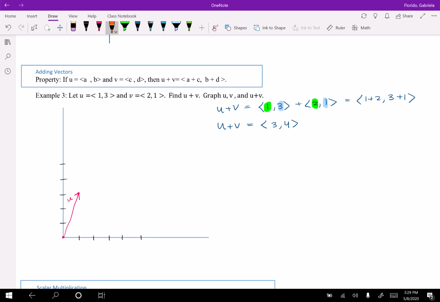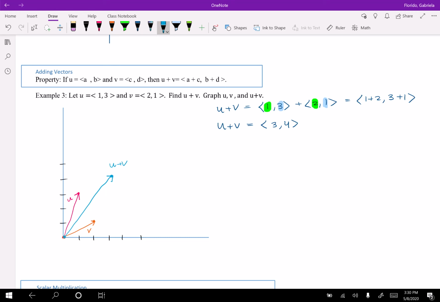Vector v is going to, again, start at the origin and end at (2, 1). So that's my vector v. And vector u plus v, I'm going to do it in a soft blue. So again, we start at the origin, and it's going to be x coordinate 3, y coordinate 4. Up here somewhere. And then this is u plus v.